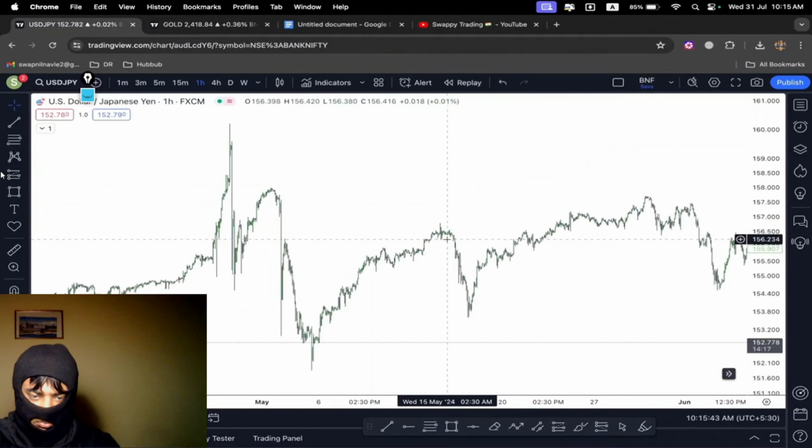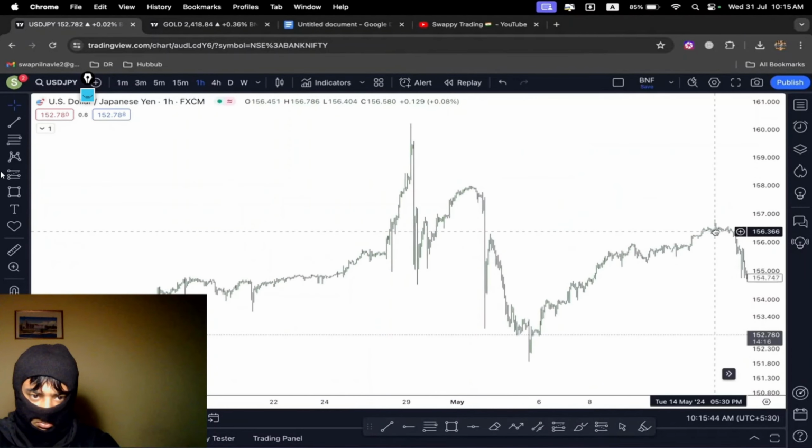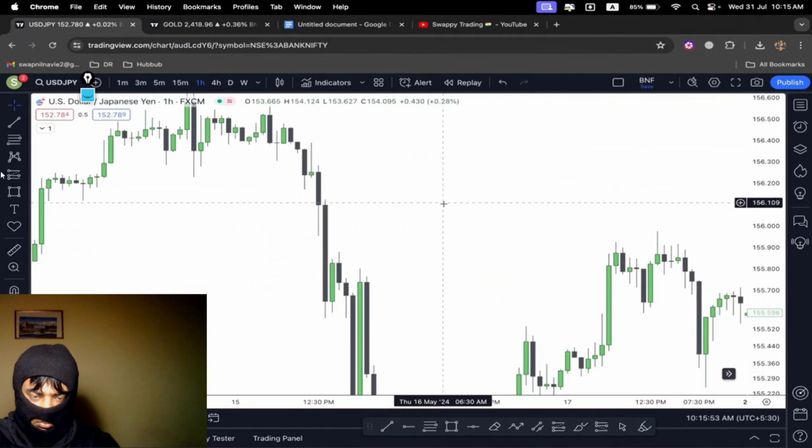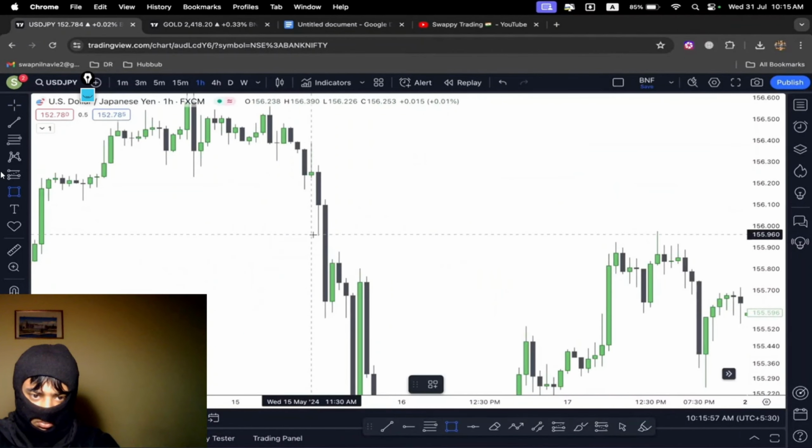Let me explain to you the fair value gap, how it works, and how you see a significant reaction when tapped. Okay, for example, this is a 1-hour chart of the USD JPY. What happened here? This is the first candle, the second candle, and the third candle. The low of the third candle, the low of the first candle, and the high of the third candle.